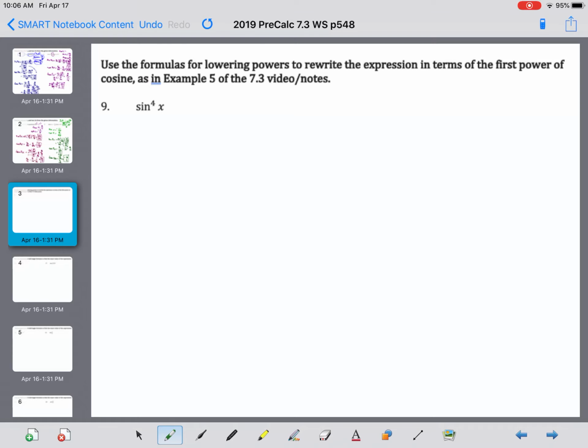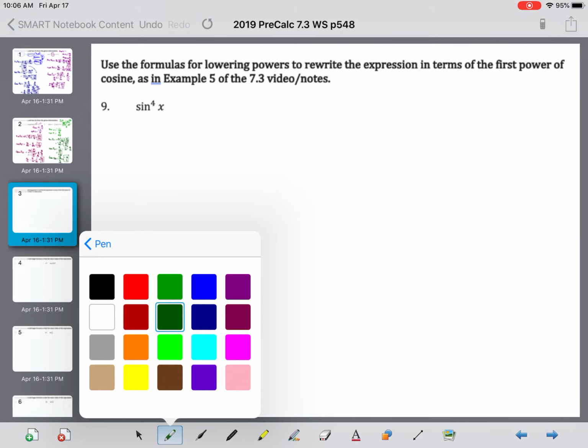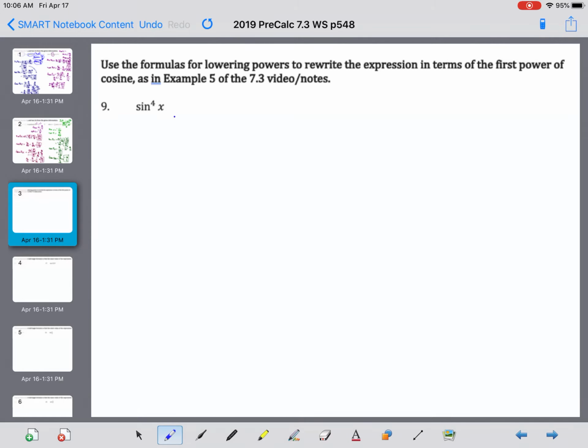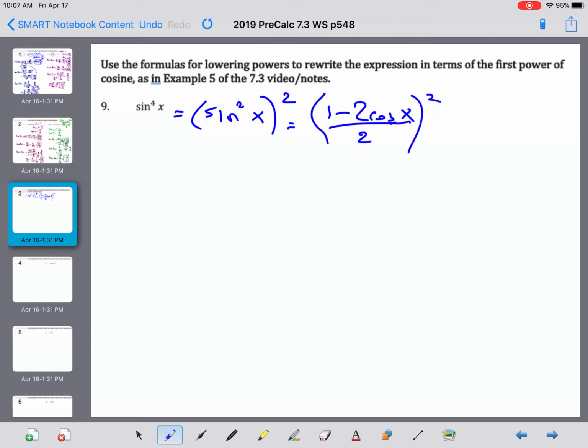Using the lowering of powers to rewrite this, this will go a little bit quicker than the last few. So again, I can think of this as sine squared x overall squared. I do have a formula for the lowering of powers here. I'm picking this one because it might be the only one there. Okay. And so now I'm going to simplify this fraction. I get 1/2, and I get cosine x still all squared.